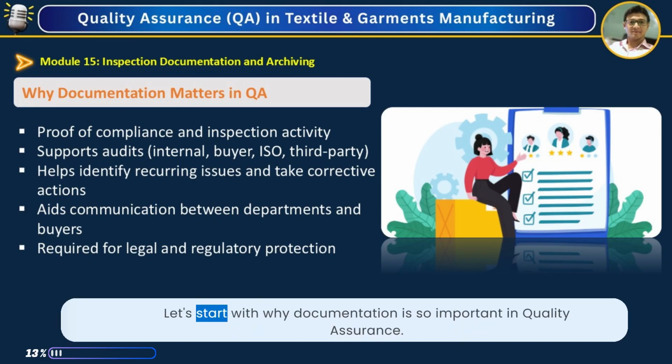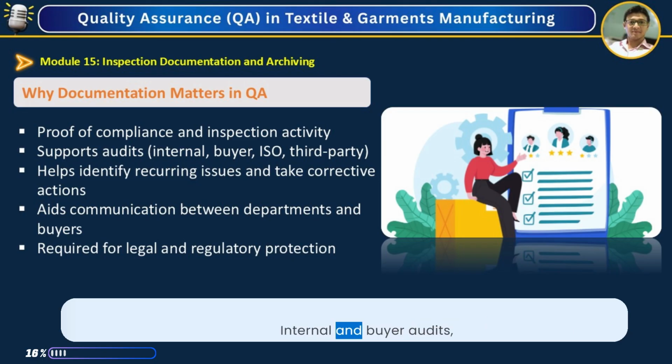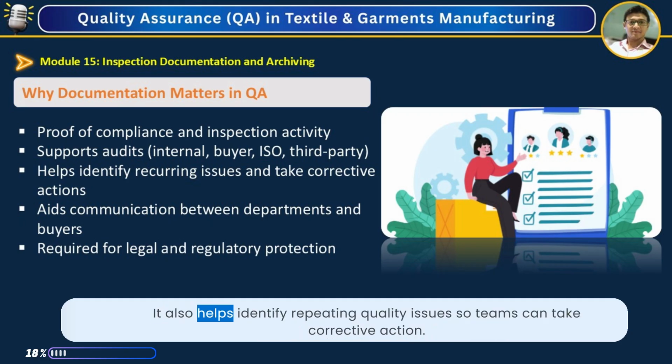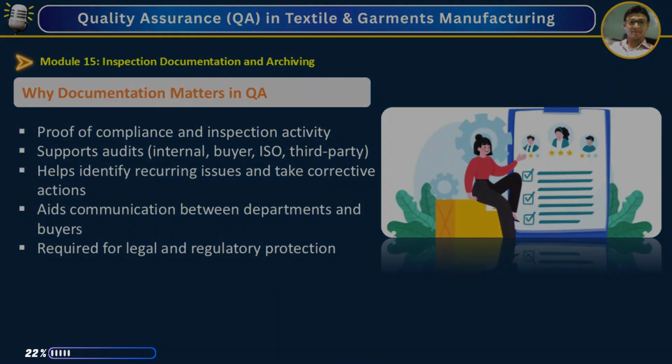Why documentation matters in QA. Let's start with why documentation is so important in quality assurance. Proper documentation serves as proof of inspection and compliance, supporting you during internal and buyer audits, regulatory checks, and when resolving customer complaints. It also helps identify repeating quality issues so teams can take corrective action. Good documentation improves communication across departments and provides legal and regulatory protection in case of disputes.